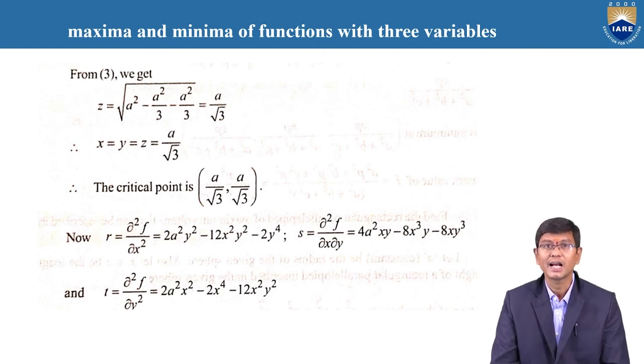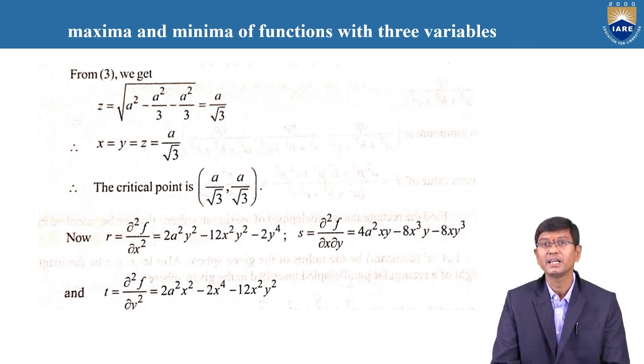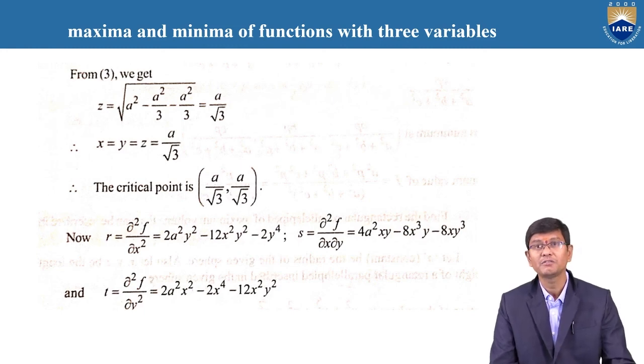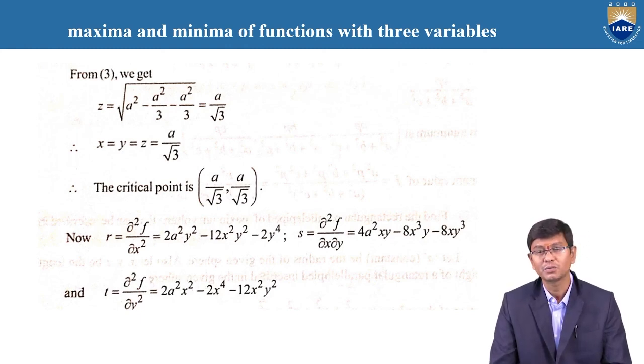r is dou square by dou x square, which is 2a square into y square minus 2 into x square into y square minus 2 into y power 4, and s is dou square by dou x dou y, which is 4a square into xy minus 8x cube into y minus 8 into x into y cube. Similarly, with respect to y, t is dou square by dou y square, which is 2a square into x square minus 2x power 4 minus 12 into x square y square.